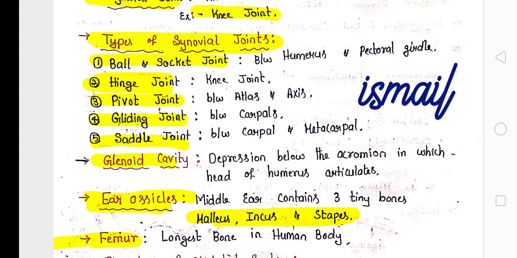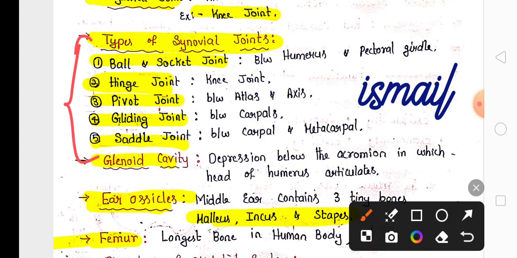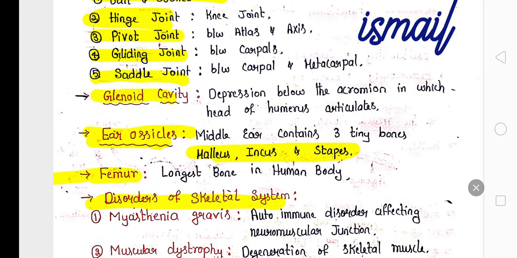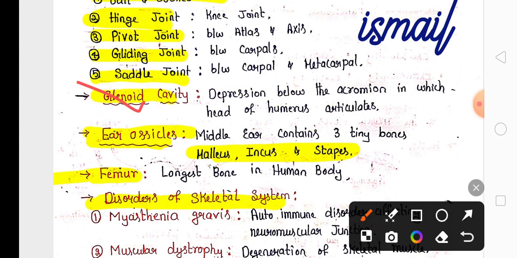Now come to the types of synovial joints. There are a total of 5 types of synovial joint. The first one is the ball and socket joint, present between the humerus and pectoral girdle. Hinge joint in the knee joint. Pivot joint you can find between atlas and axis. Gliding joint between carpals, and saddle joint between carpal and metacarpal. Very important. Then remember the definition of glenoid cavity. It is the depression below the acromion in which the head of the humerus moves.